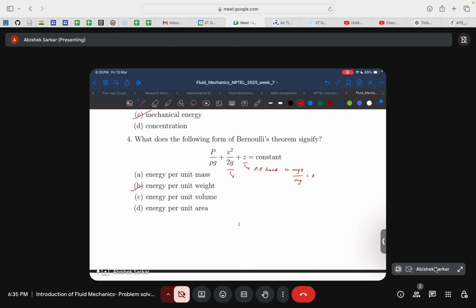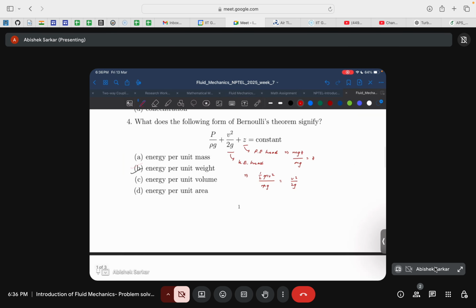This is the kinetic energy head. So we have half mv squared divided by mg. If you just cancel out m, we have v squared by 2g. So let us look at the next question.